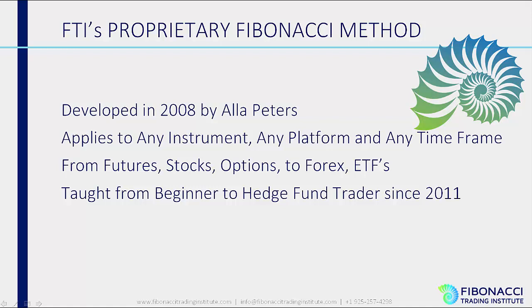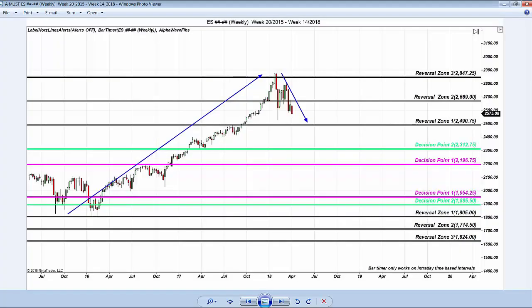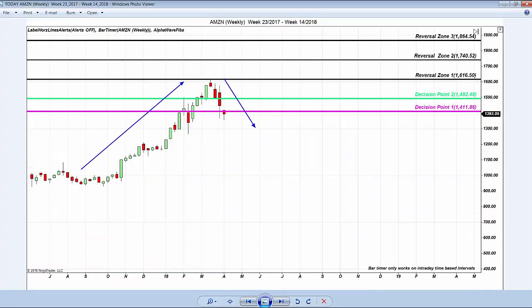This is what the S&P looks like this morning on the weekly chart. S&P is collapsing because it reached a reversal zone. These levels have been present in our trading room for years. This is the exact same sequence, exact same price action patterns, price forming on any instrument, any time frame, including Amazon.